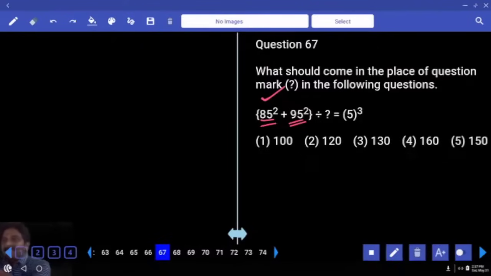ఇదంతా ఎందుకు 85 స్క్వేర్ చేయొచ్చు కదా? Yes, definitely you can do it. I always try to reduce the number, not to increase the number. If you take 85 square and then 95 square, you get a 4-digit number. I don't want to increase the number of numbers. I always try to decrease the number. That's the reason I have taken 5 square common. Because playing with smaller numbers is always easy and faster and safer also.